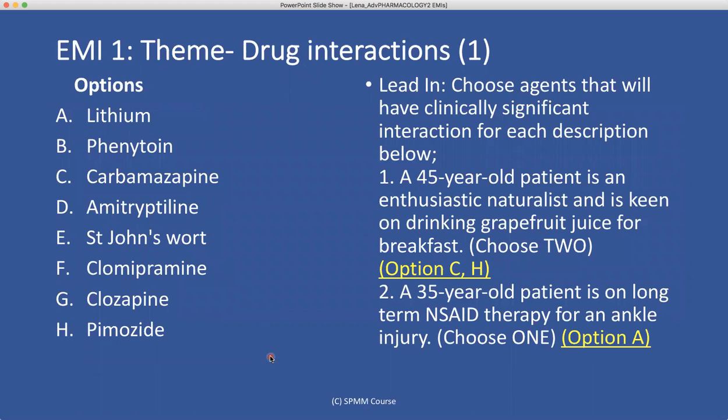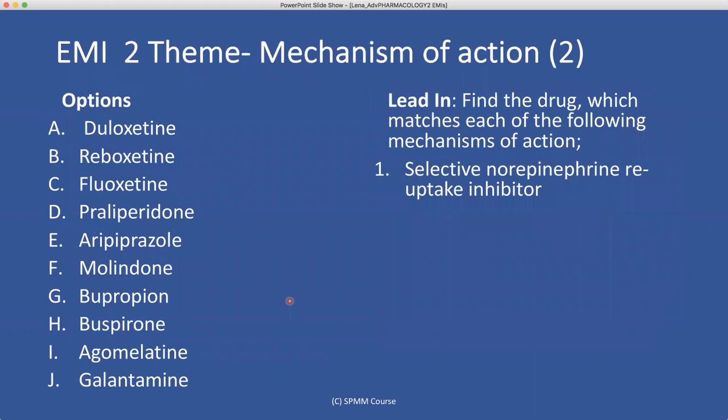So here, question number 1, the option would be C and H, carbamazepine and pimozide, as we discussed earlier. For question number 2, NSAIDs are likely to interact with lithium in the given list. So option A for question 2. EMI 2, mechanism of action. Now we have to match the described mechanism of action with the drugs in the list.